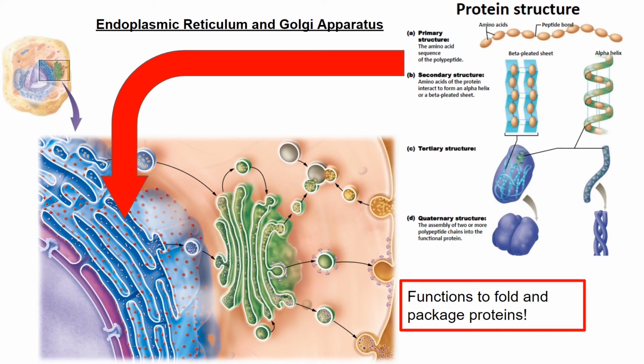Shaping of proteins brings us to the last two structures we are going to discuss, the endoplasmic reticulum and the Golgi apparatus. These structures serve as the shapers and packagers of proteins. They help fold the proteins into functional forms and package the proteins for transport around the cell.